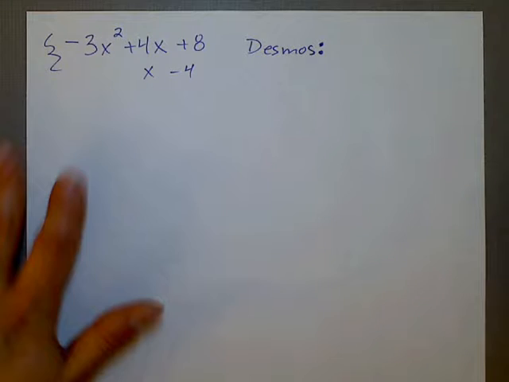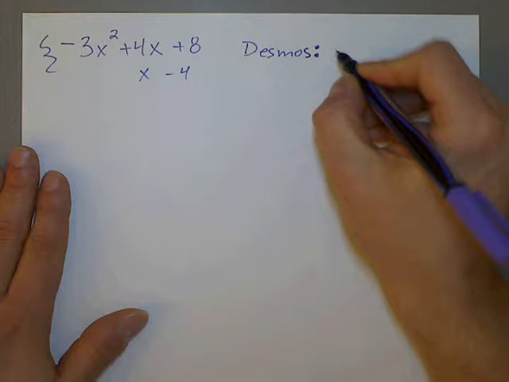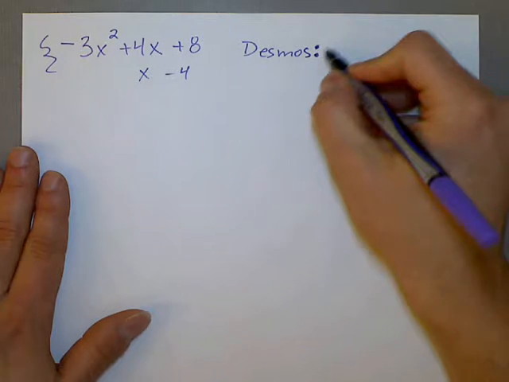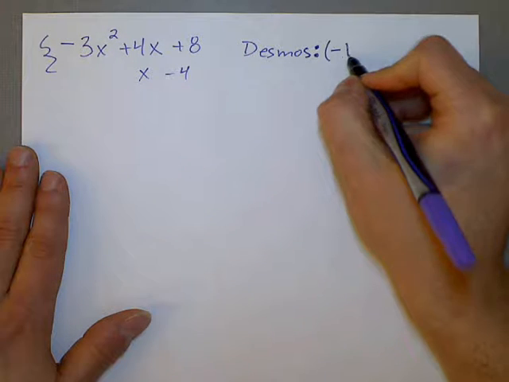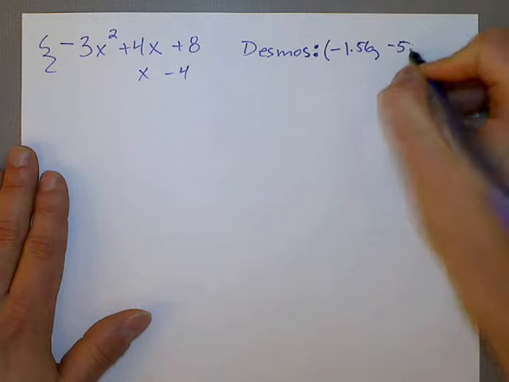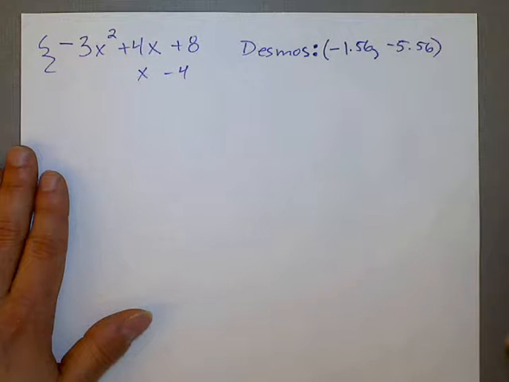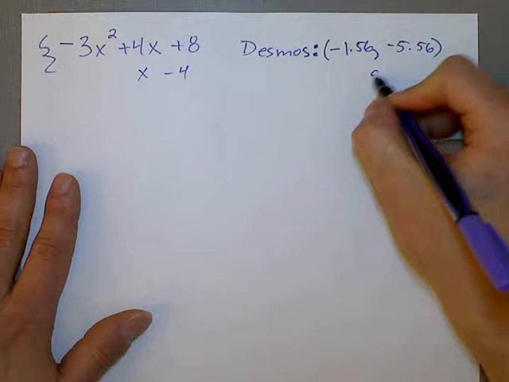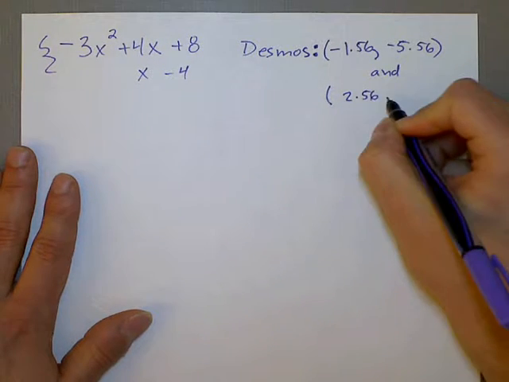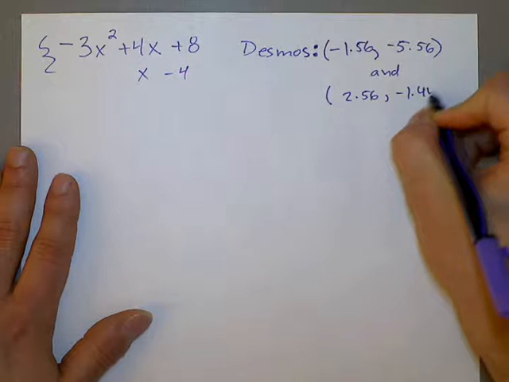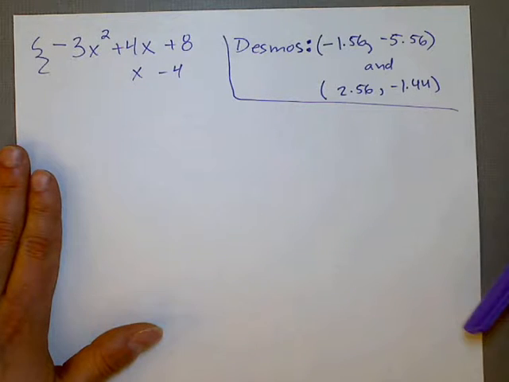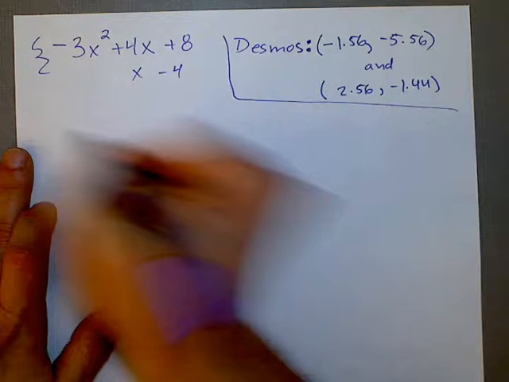And as you can see from Desmos, the solutions where the parabola crosses the line is going to be at negative 1.56 and negative 5.56 for the first point, and the second point crosses at 2.56 and negative 1.44. So let's try to solve and see if we can get this answer algebraically.